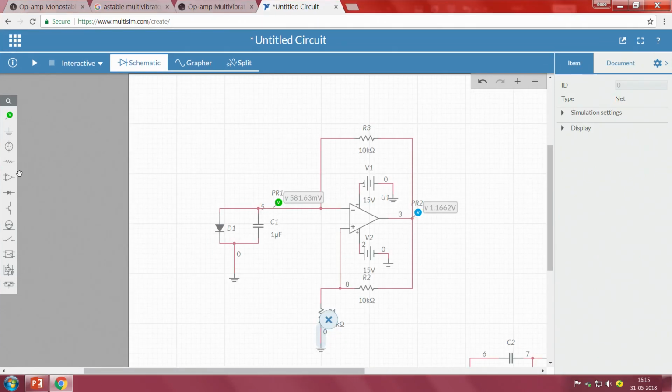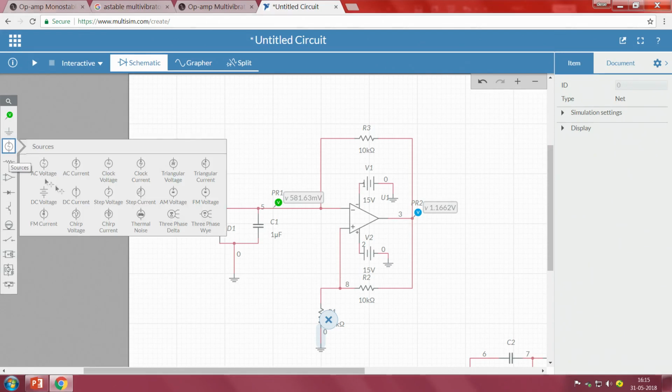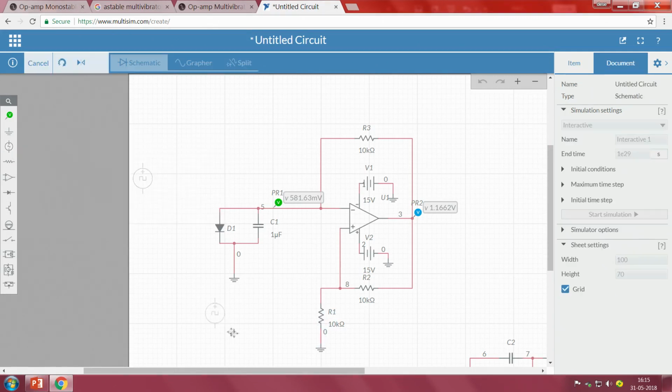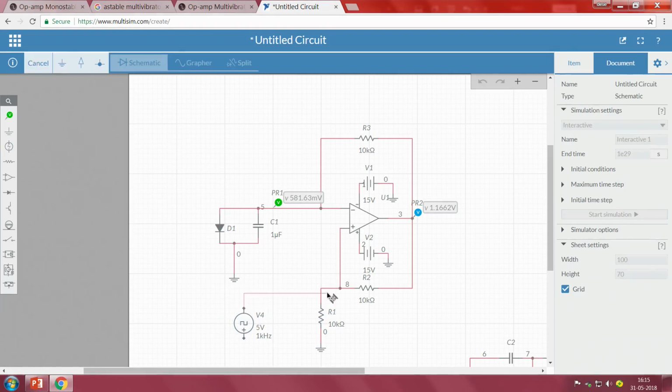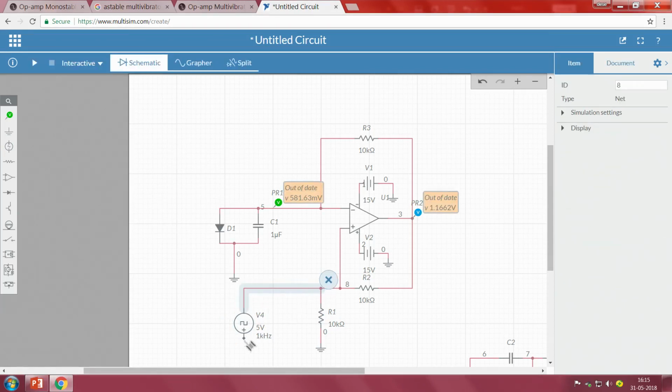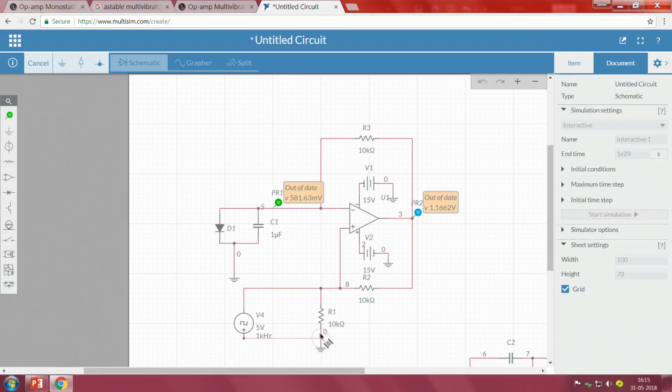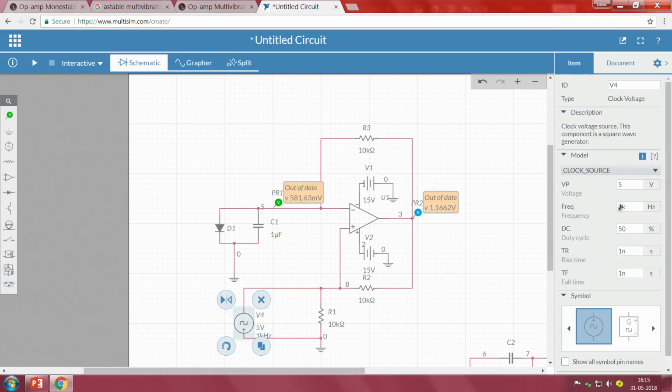So, how can I do it? I can create any pulse. I will take some DC voltage, or some clock voltage. Now, I need negative, so I will reverse it. After reversing it, I will connect it here, and this should be grounded. So, I am grounding it. Since it is 5 volts, I will get minus 5 volts as an output.